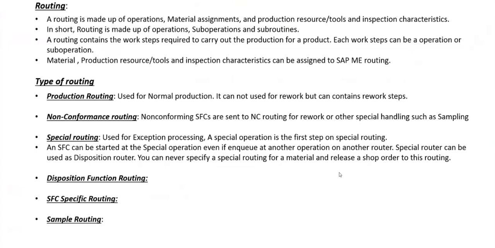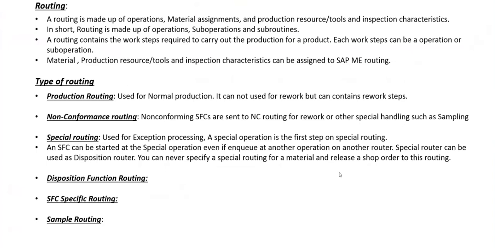There are different types of routings in SAP ME that you can create. First is the production routing. This is a normal routing that is used for production. It can be used for rework, and can contain the rework step. Suppose you are using a production line and you don't have any dedicated rework line. In that case, you might be using one of the operations on the same routing for the rework. That scenario you can also cover by using the production routing.